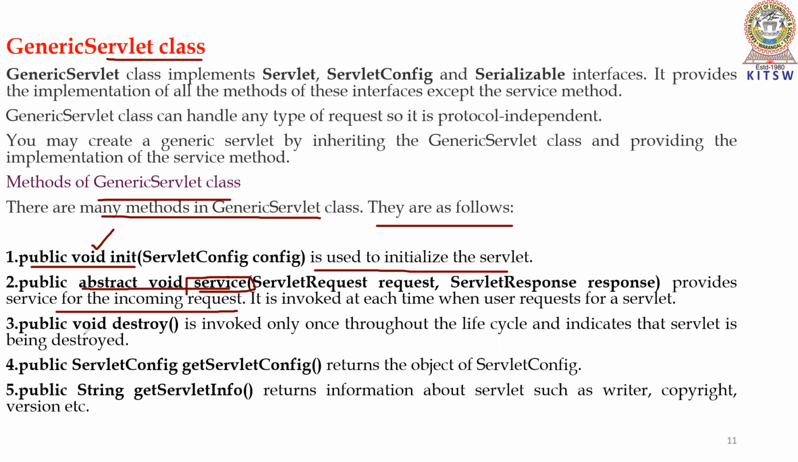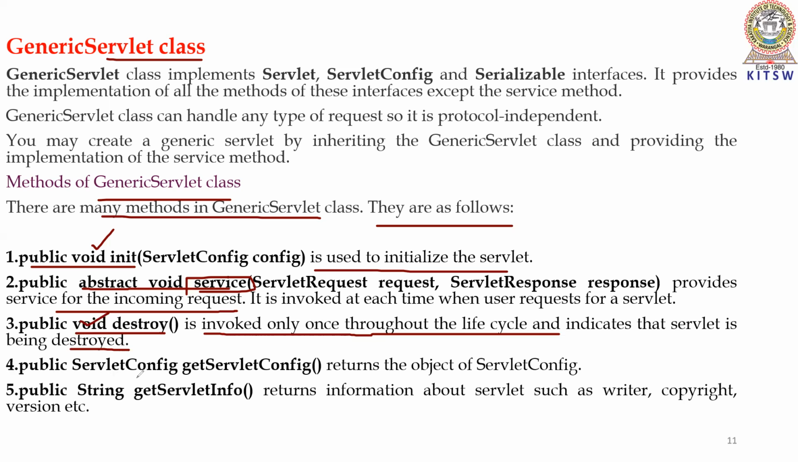And the next one is the destroy method. By looking at the method name, we can get an idea about it. This is used only once throughout the life cycle, and it indicates that the servlet is being destroyed. Whenever we want to destroy a servlet, we have to call this destroy method, which is also called only once throughout the lifetime of the servlet.